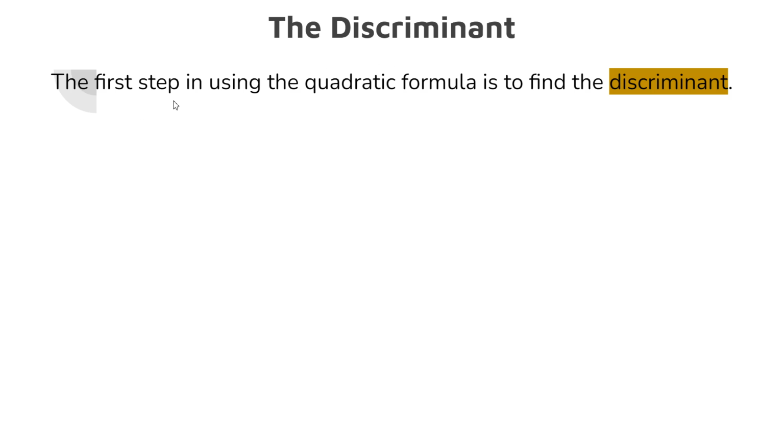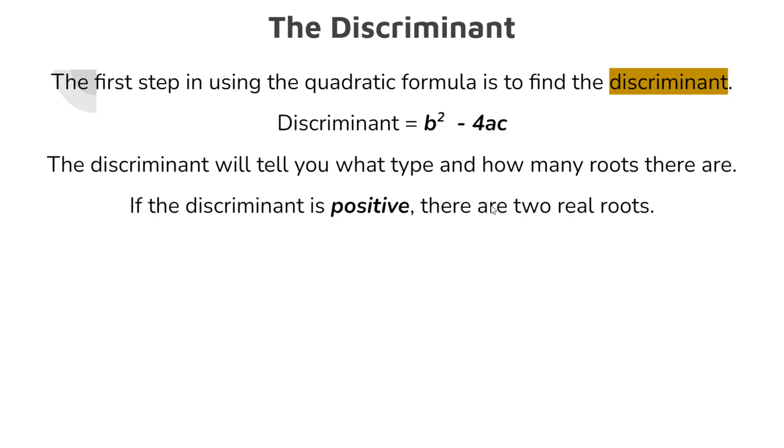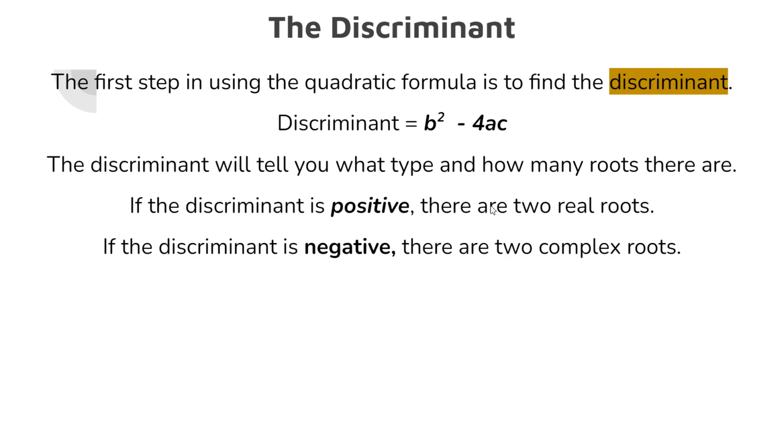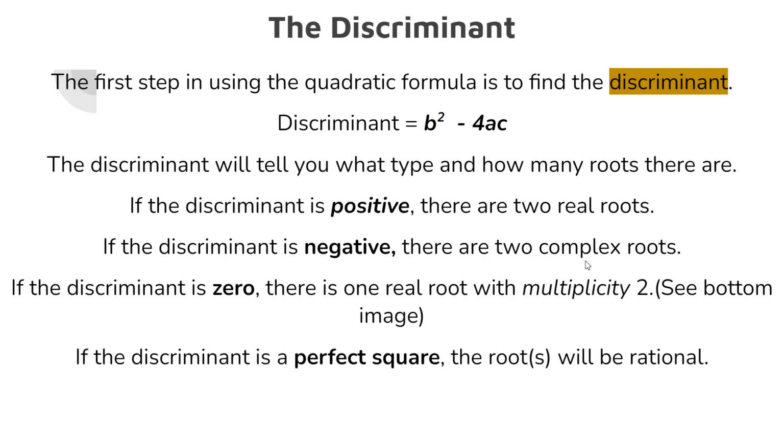The discriminant. The first step in using the quadratic formula is to find the discriminant. The discriminant is b squared minus 4ac. It is what is under the radical. The discriminant will tell you what type and how many roots there are. If the discriminant is positive, there are two real roots. If it is negative, there are two complex roots. If the discriminant is 0, then there is one root with multiplicity 2. And I'll show the image in a sec.